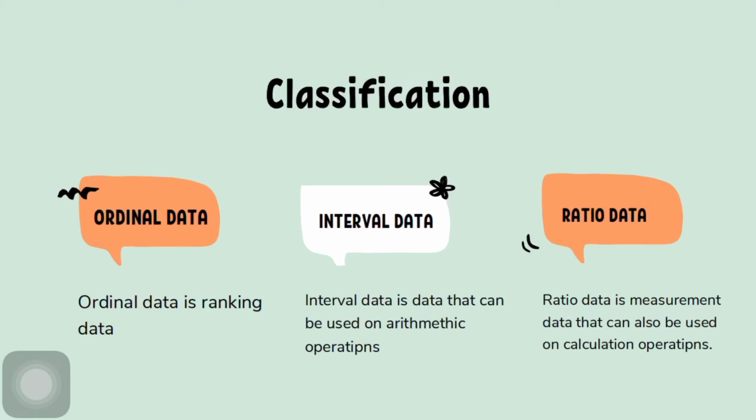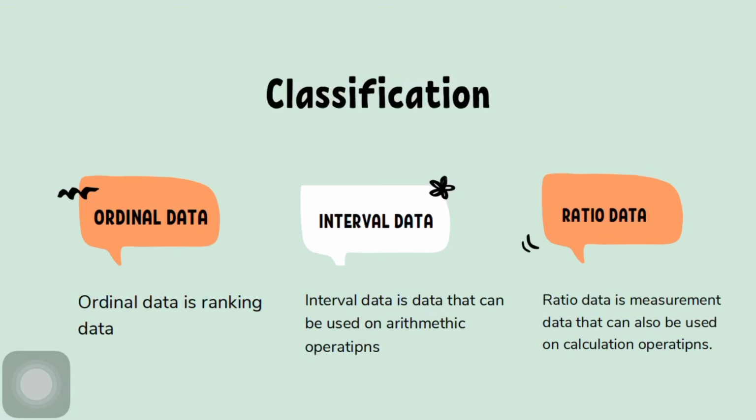And the second is interval data. Interval data is data that can be used in the arithmetic operation. In addition, interval data have a clear distinction between each data. For example, if the one credit is given 50 minutes, the subject with a total of the 2 credits is given 100 minutes.